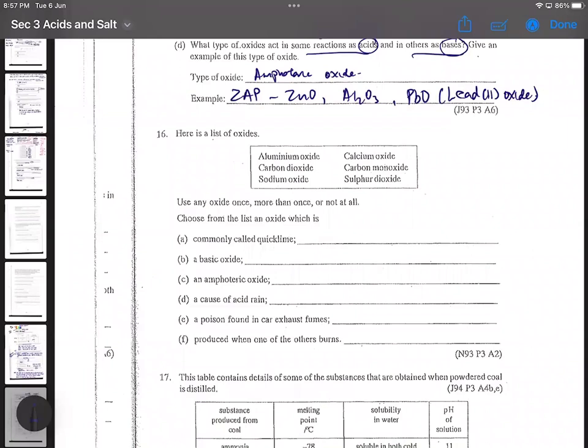Okay, let's settle the few very direct ones. You're supposed to know that quicklime is another name for calcium oxide. Outright, no explanation required. I'll do it first. Basic oxides, you should have your metal oxides. So we have sodium and we have calcium. Amphoteric, there's only one. ZAP, we only got the A over there, the aluminium oxide.